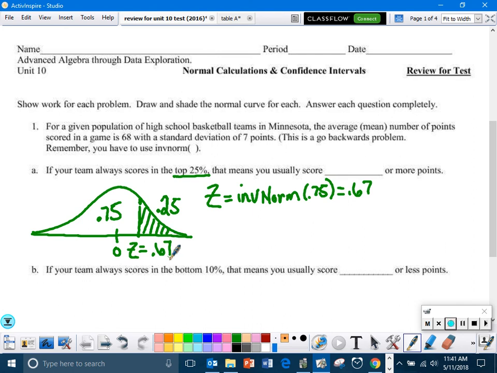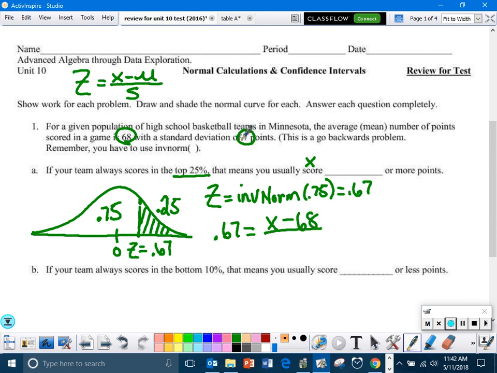Now, we're going to set this up. Remember, our z equals the x minus the mean divided by the standard deviation. All right, so we found the z, which is 0.67. We set it equal to x. That's what we're trying to find. That's the score. Minus the mean, which it says right here is 68, divided by the standard deviation of 7.